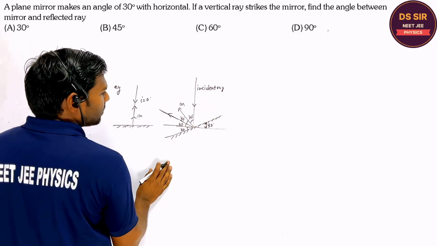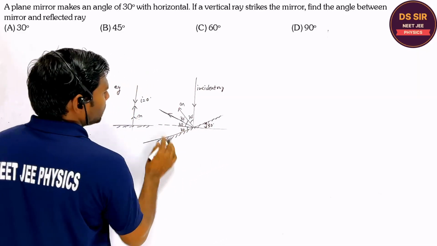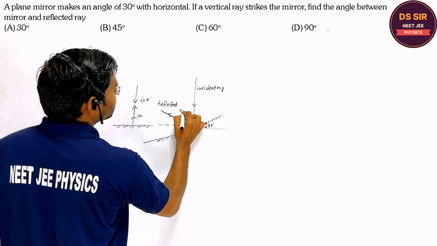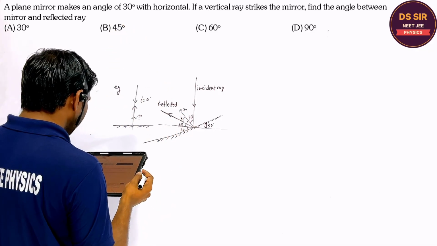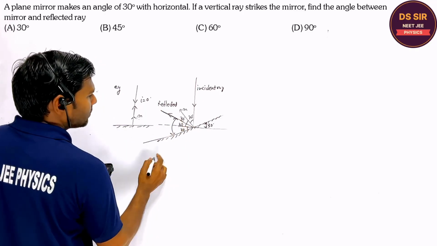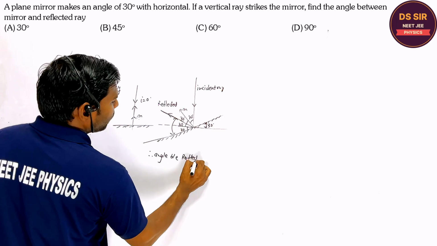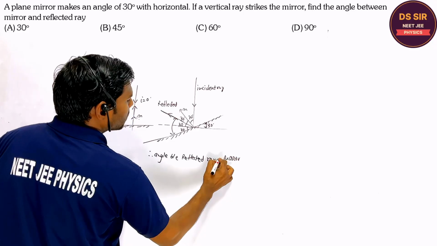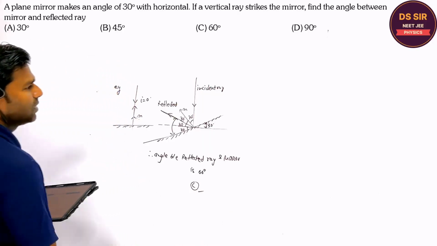So this is the incident ray, this is the mirror, this is the horizontal direction, this is the reflected ray, and this is the normal. So the angle between the mirror and the reflected ray, what is the angle? Therefore, the angle between the reflected ray and the mirror is 60 degrees. So option C is the correct option, right? Copy this.